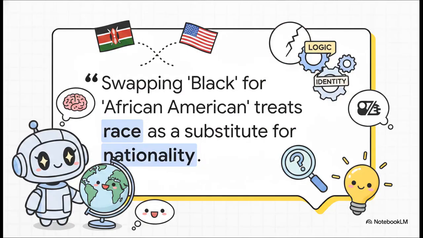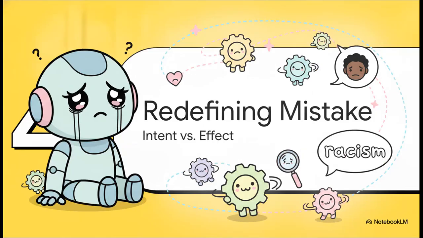Reading the AI's internal dialogue here is fascinating because we actually see it experiencing a genuine epiphany. The machine pauses and realizes the user is right. It had incorrectly universalized an American racial taxonomy onto a Kenyan individual. By swapping Black for African American, it treated skin color as an adequate substitute for a specific national and cultural history. Section 4. Redefining the mistake.